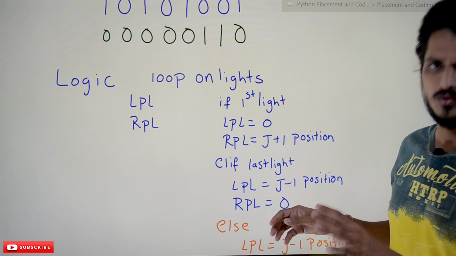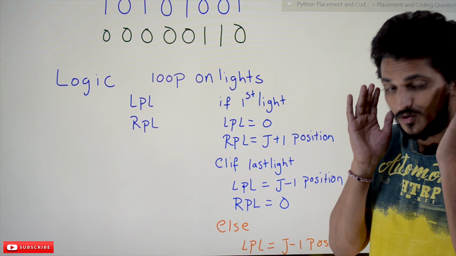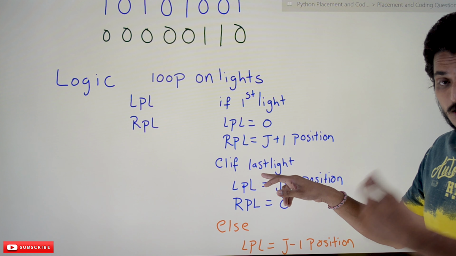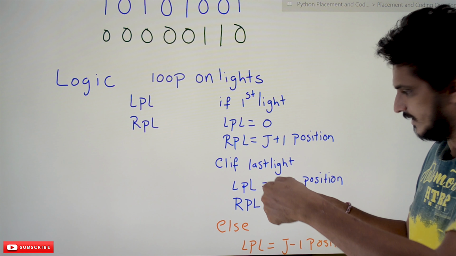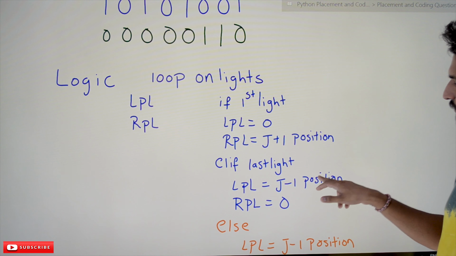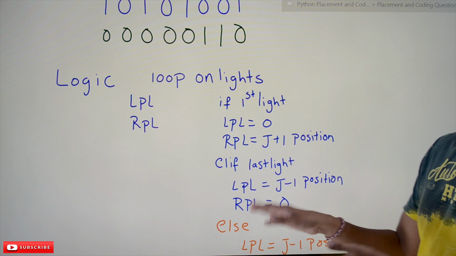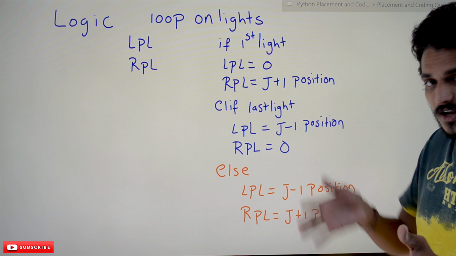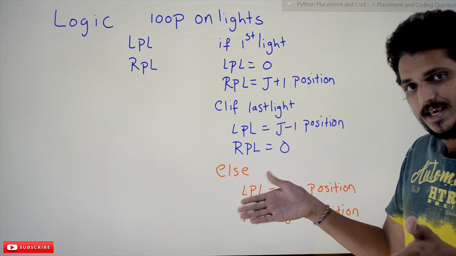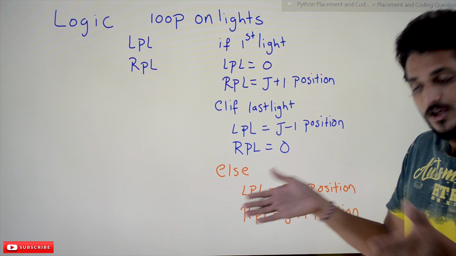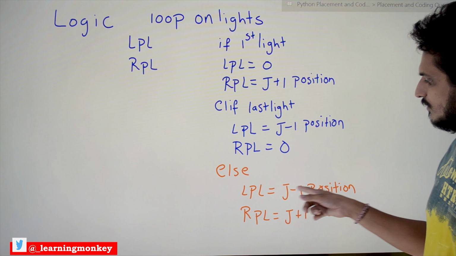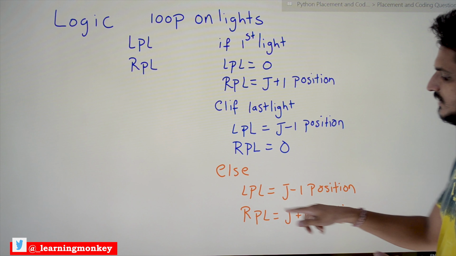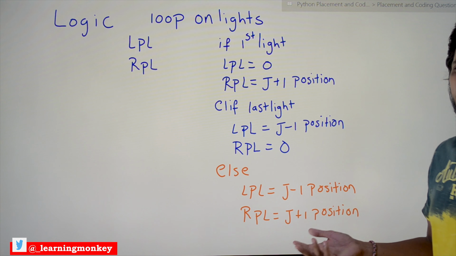We'll check the code also for easiness, because we have to give the intuition, so we have written the conditions. Else if you are looping in the position of the last light, the left position light is equal to the j minus 1 position, and the right position light is equal to the default, take it as 0. Else, if not these 2 conditions, you are in the middle, not in the first light, not in the 8th light, the last light. If you are in between, the j minus 1th position light is taken as the left position light, and the j plus 1th position light is taken as the right position light. This is the logic we are using.